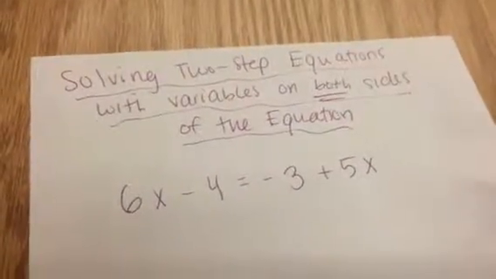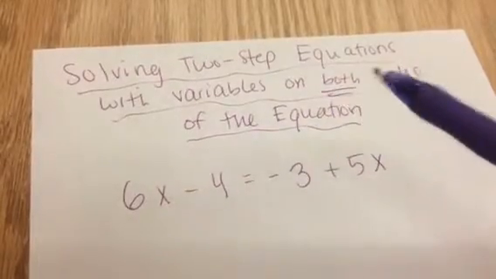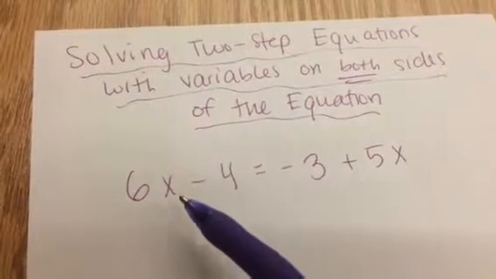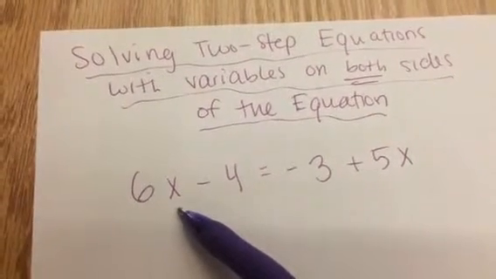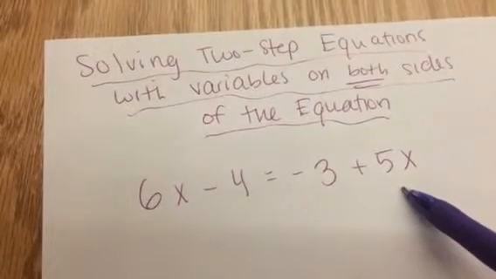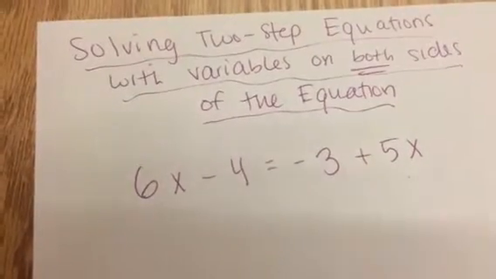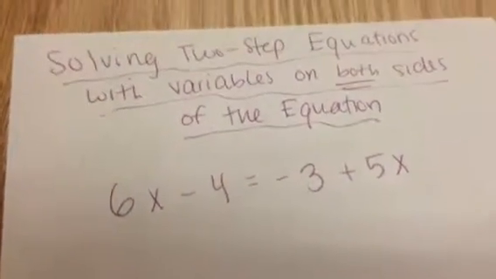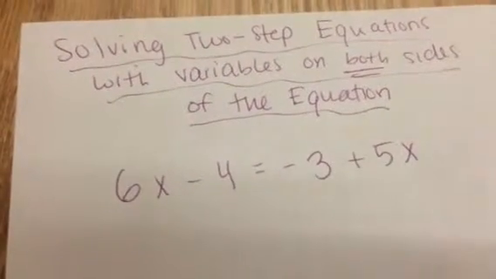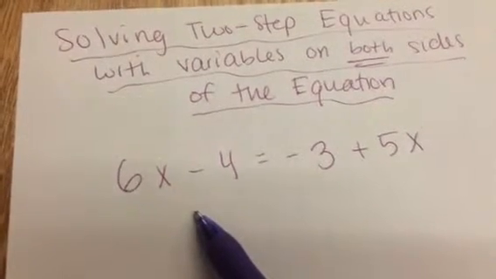In this video, we're going to learn how to solve two-step equations with variables on both sides of the equation. Okay, so we can see here that the variable x is on the left-hand side of the equation, and it's also on the right side of the equation. So the key here, as always, is to isolate the variable, or get the variable on one side of the equation. So in this case, let's get all the variables over on this side of the equation.